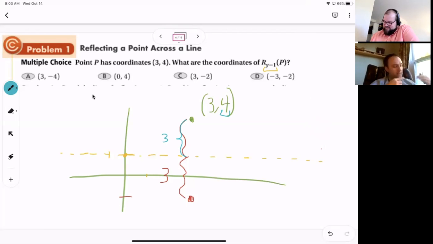Anyway, so I'm going 3 down from 1. So if I go 3 down from 1, then I get to -2. I like it. And we're keeping the x the same because we're just flipping it over a y equals line. I pick C. I concur.